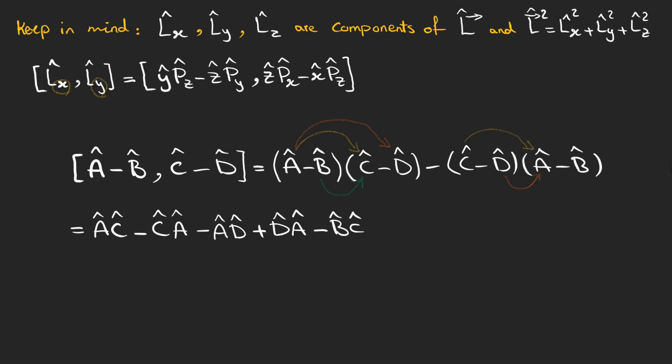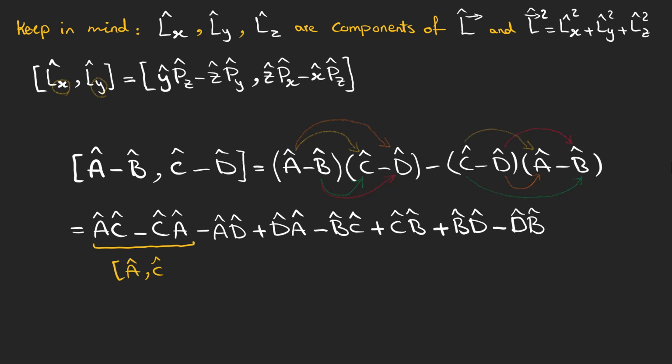And pay attention that here order matters, because we're not sure whether AC is equal to CA or, for example, CA is equal to AC or not, if we can actually use them without considering the order or not. So we need to pay attention to this. These two expressions are the commutation relation of A and C.